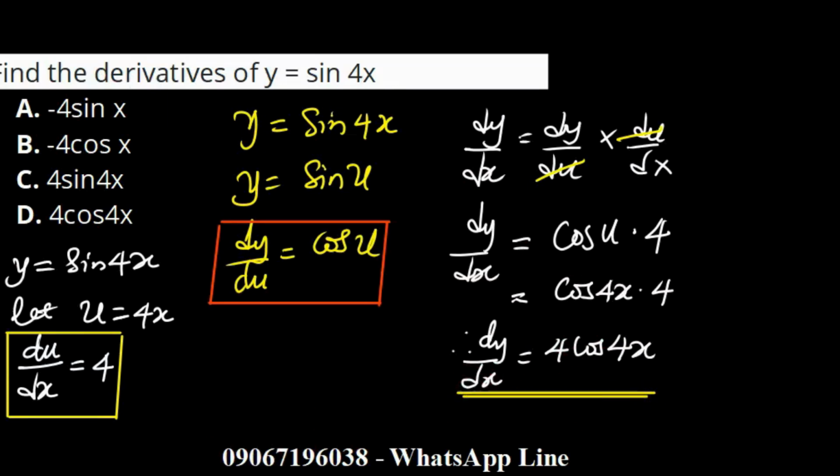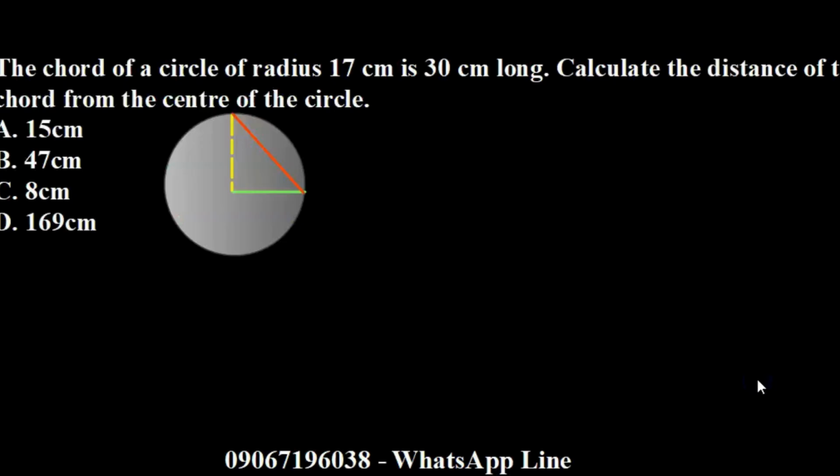Now, let's move on to the next lesson. In the next lesson, we'll have this question: the chord of a circle of radius 17 centimeter is 30 centimeter long. Calculate the distance of the chord from the center of the circle.